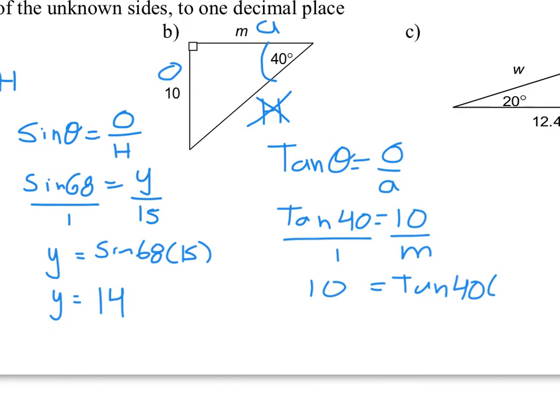And look, we've done the exact same thing that we've done over here. The sine 68 times 15, tan 40 times M. But now, can I type that into my calculator? Can I type in tan 40 times M and get an answer? No, I can't. So M is my variable. And right now I've got a tan 40 in front of that M.